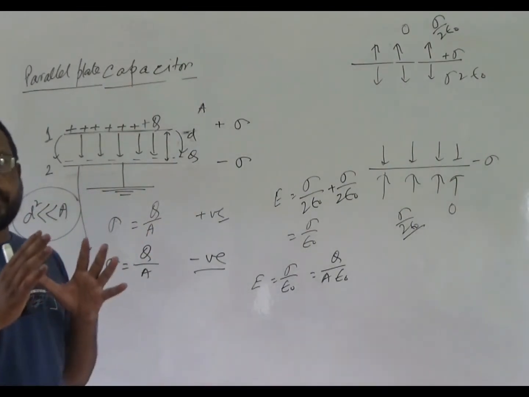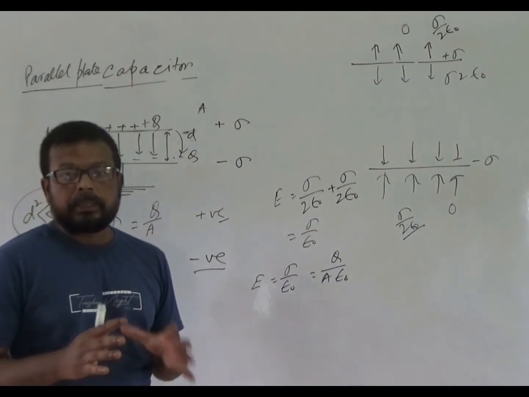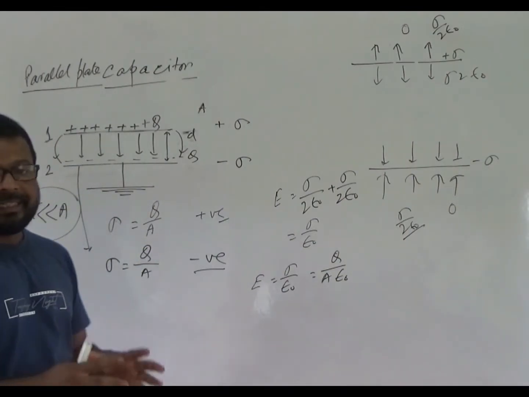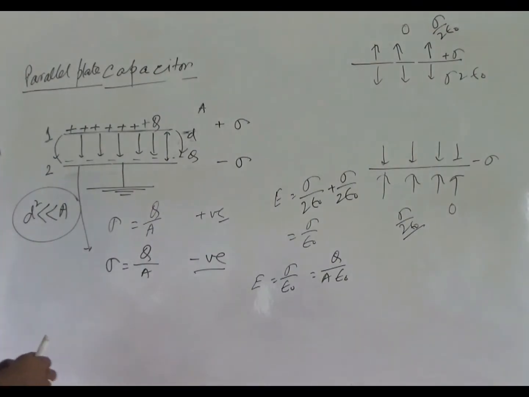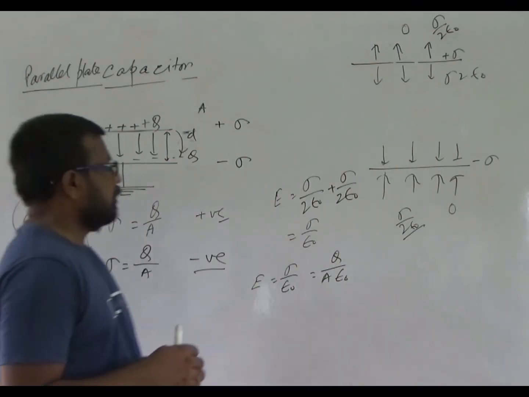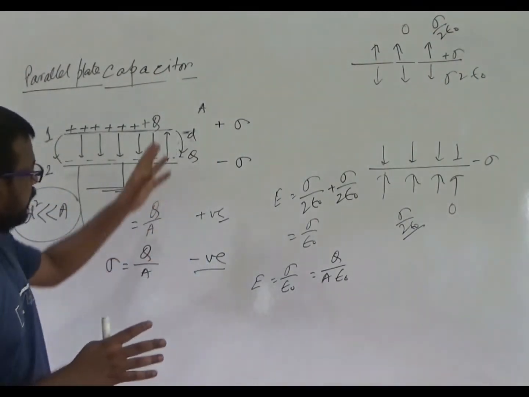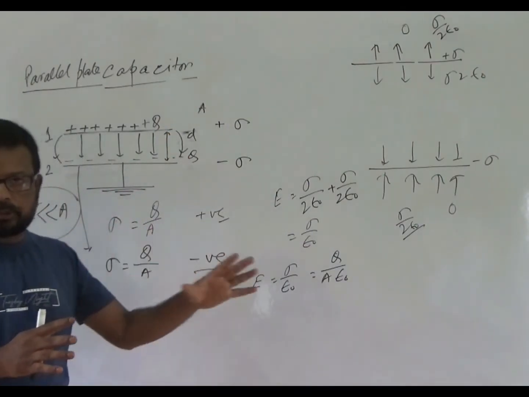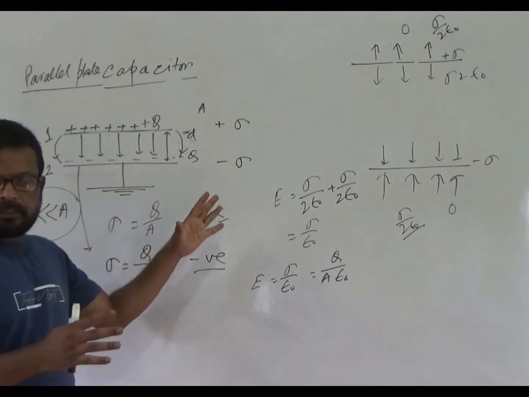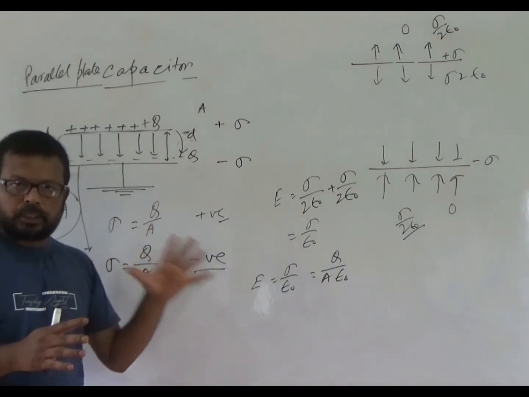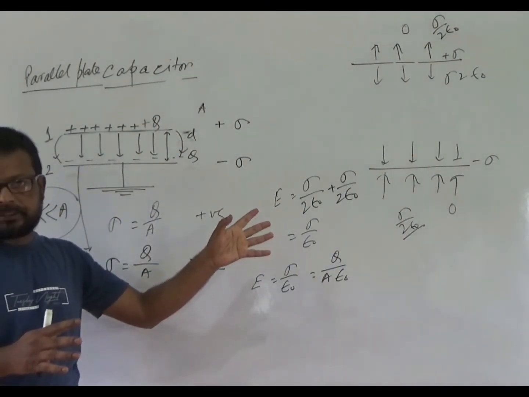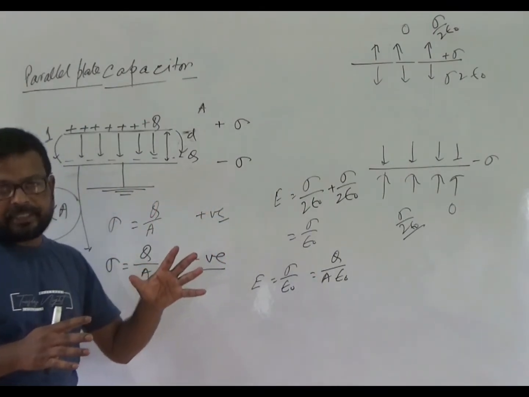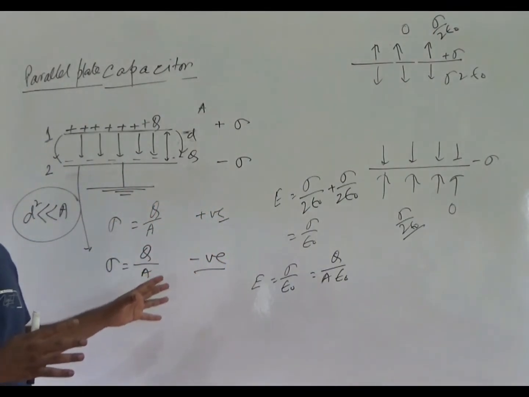Now we have to find out the potential difference between these two plates. Initially, the potential difference was 0. When there is no charge, the potential difference between the plates was 0. Now, if we put Q charge, there will be a potential difference, and that potential difference we are going to calculate.